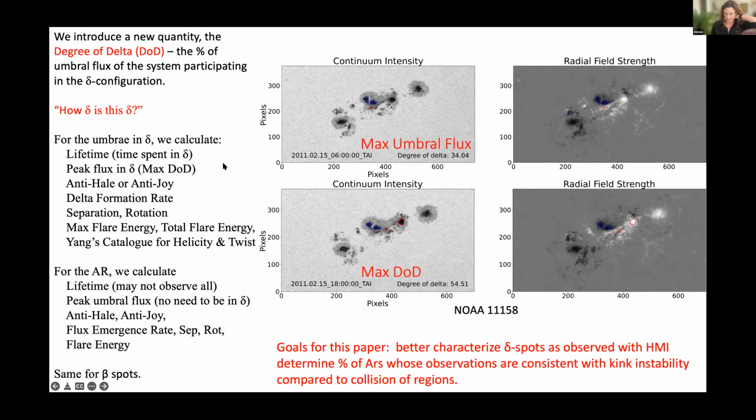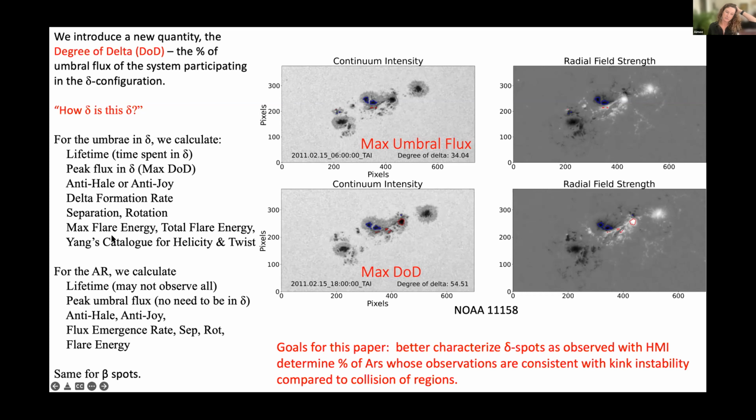So we isolate different delta spots, and then we characterize their behavior by looking at the lifetime that the umbrae spend in the delta configuration, the peak flux that's participating in the delta configuration, whether this delta configuration right here is hail or anti-hail, not the entire thing, but just the umbrae participating in the delta, whether that's anti-hail or anti-joy, the delta formation rate, the separation of these flux-weighted center polarities, the rotation of them, and the max flare energy and total flare energy.